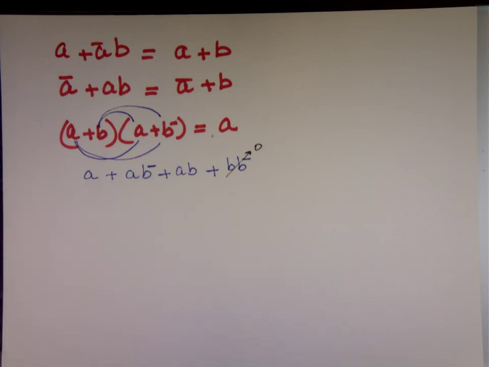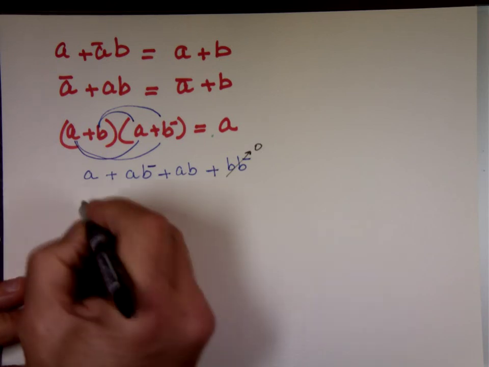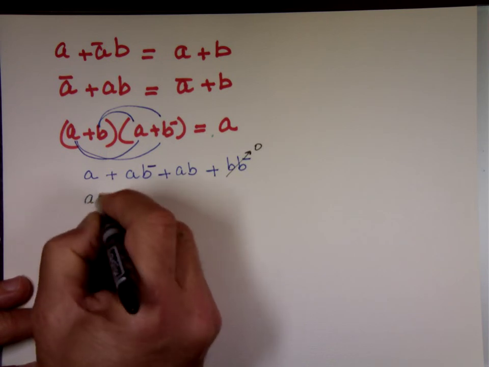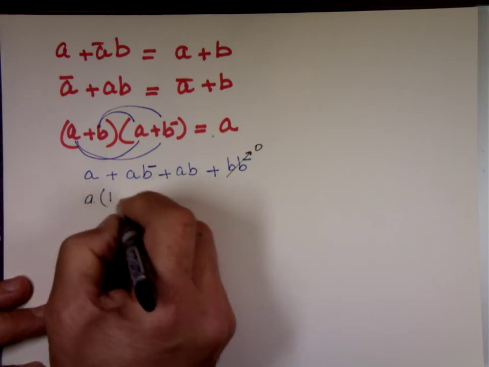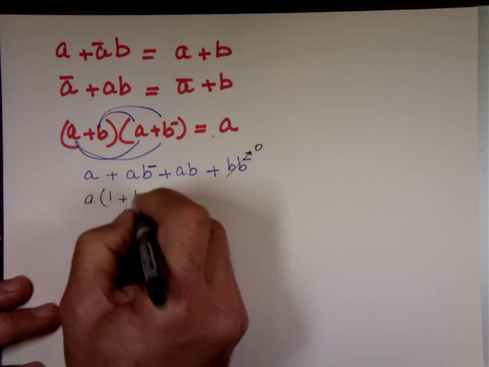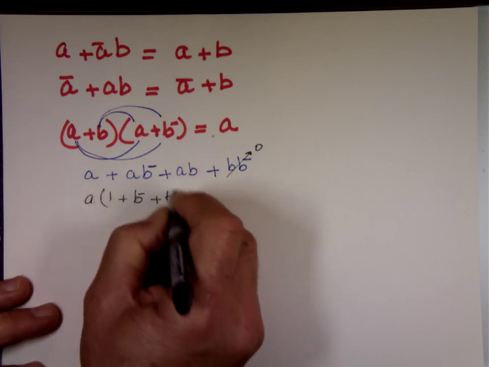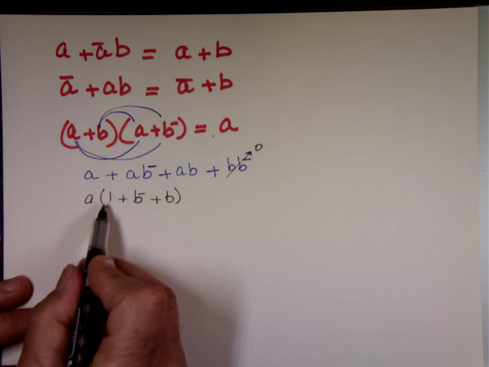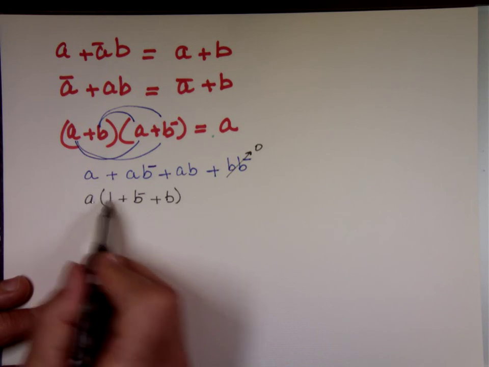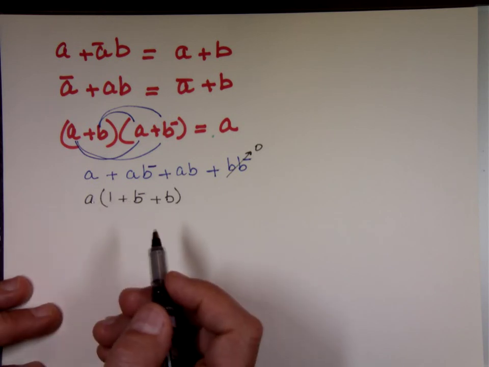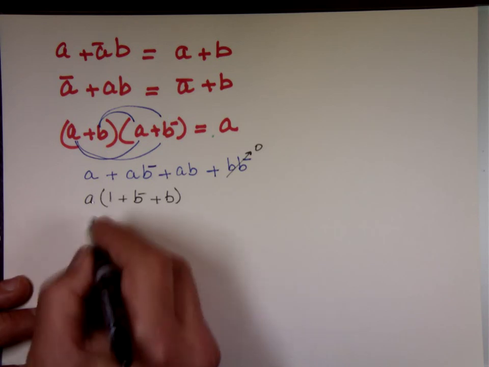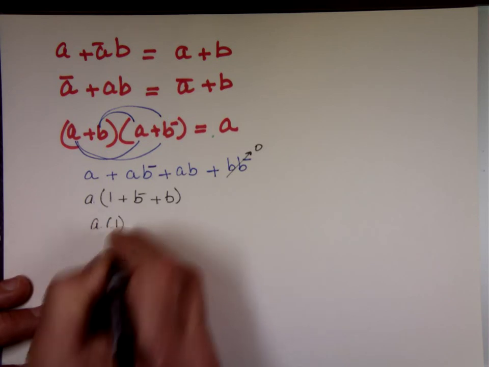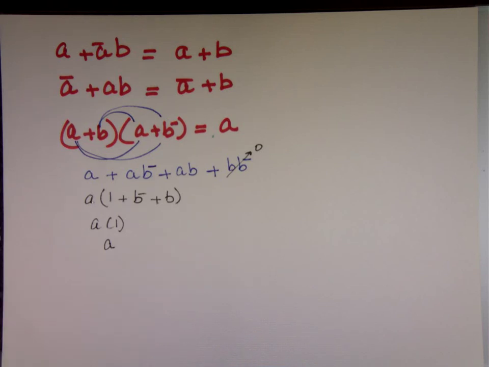Down here on the bottom, what do they have in common? A. If you take an A out, what's left? 1 plus B bar plus B. That's an OR gate with one of the inputs already 1. 1 ORed with anything is what? Better be 1. So that's why the answer is A. A plus B bar equals A.